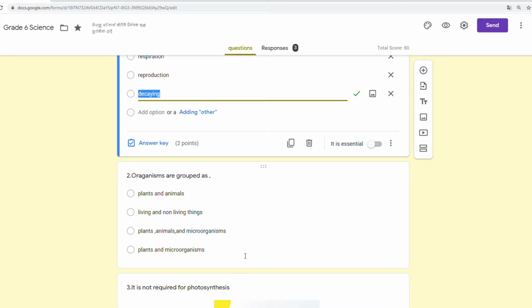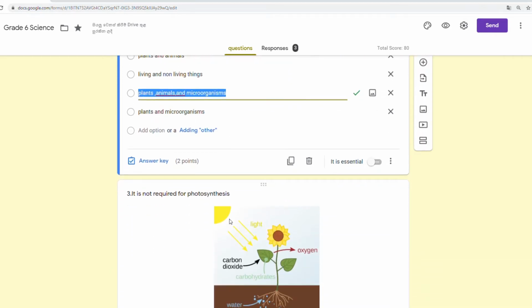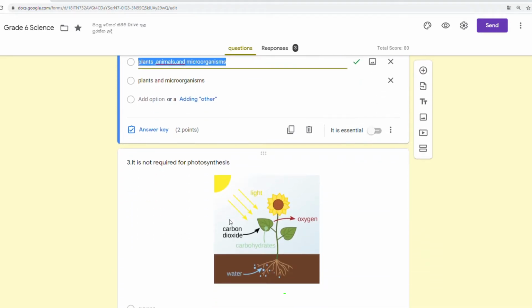Then you get into the second question. Organisms are grouped as. In the grade 6 syllabus, we can classify organisms into three groups. What are they? Plants, animals, and microorganisms. That means there are three groups. So according to that, your answer should be the third one. Now you get into the third question.